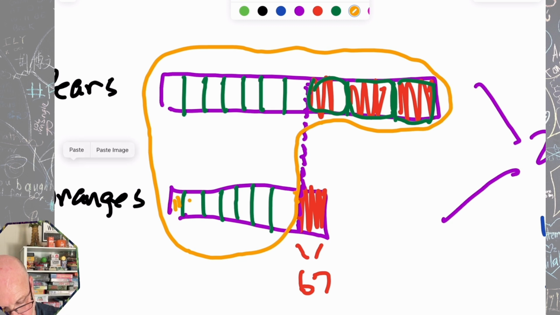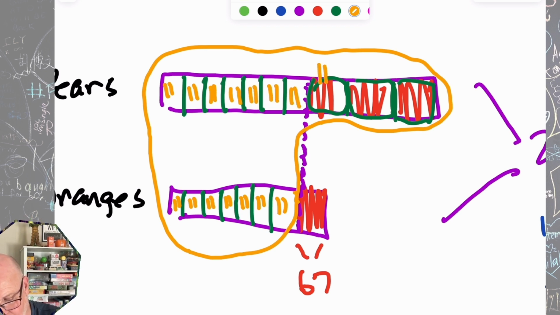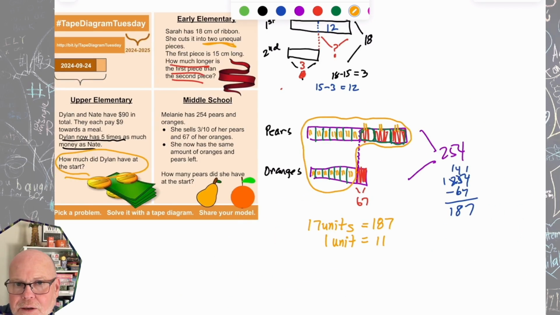So this is 11, 11, 11, 11, 11, 11, etc., right? So all of these are 11, lots of 11s. How many 11s are we going to have? We're going to have 17 11s. That's how we got 187.